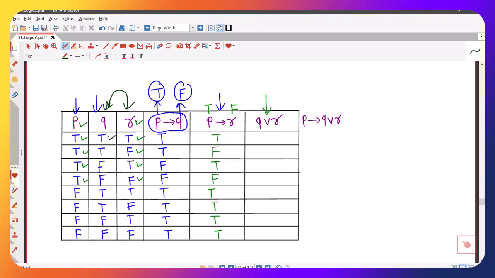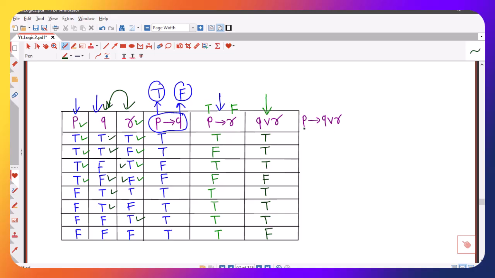So here Q is true, therefore this is true. Here Q is true, therefore this is true. Here R is true, therefore this is true. But here Q and R both false, therefore this is false. Here Q is true, therefore this is true. Here again Q is true, therefore this is true. Here R is true, therefore this is true. Here both are false, therefore this is false.